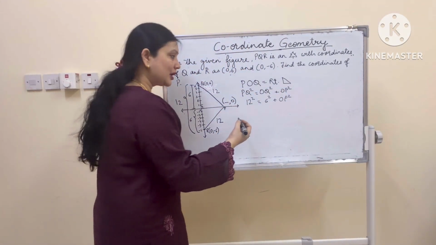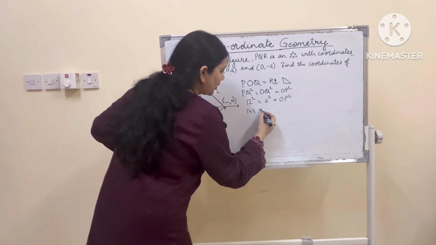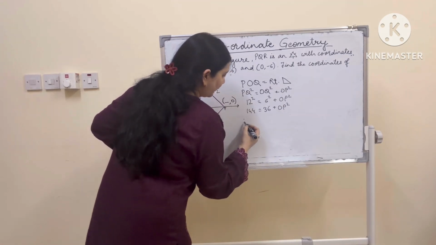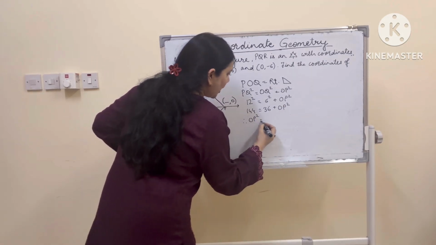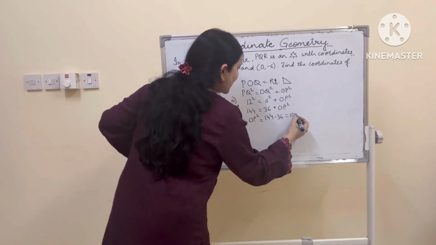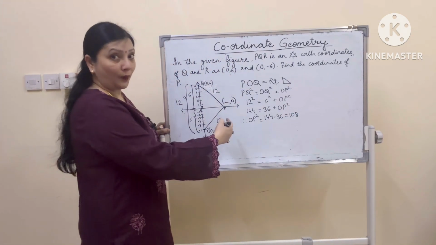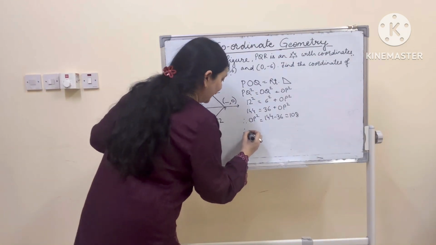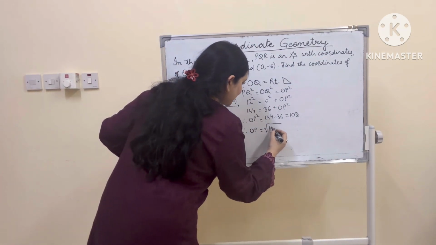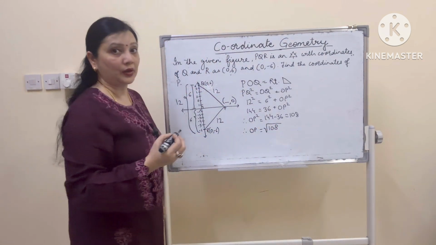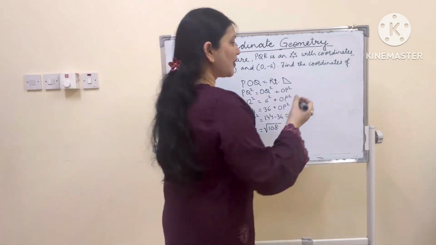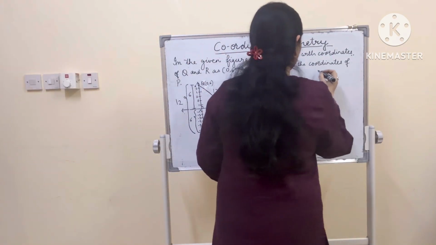Now let us solve this. 144 is equal to 36 plus OP square. Therefore, OP square will be how much? 144 minus 36, which is 108. Now we know OP square. Can we find OP? Yes, if we take out the square root of 108, we can find out OP. In previous class, you have learned how to find out the square root. Let us find by prime factorization method.